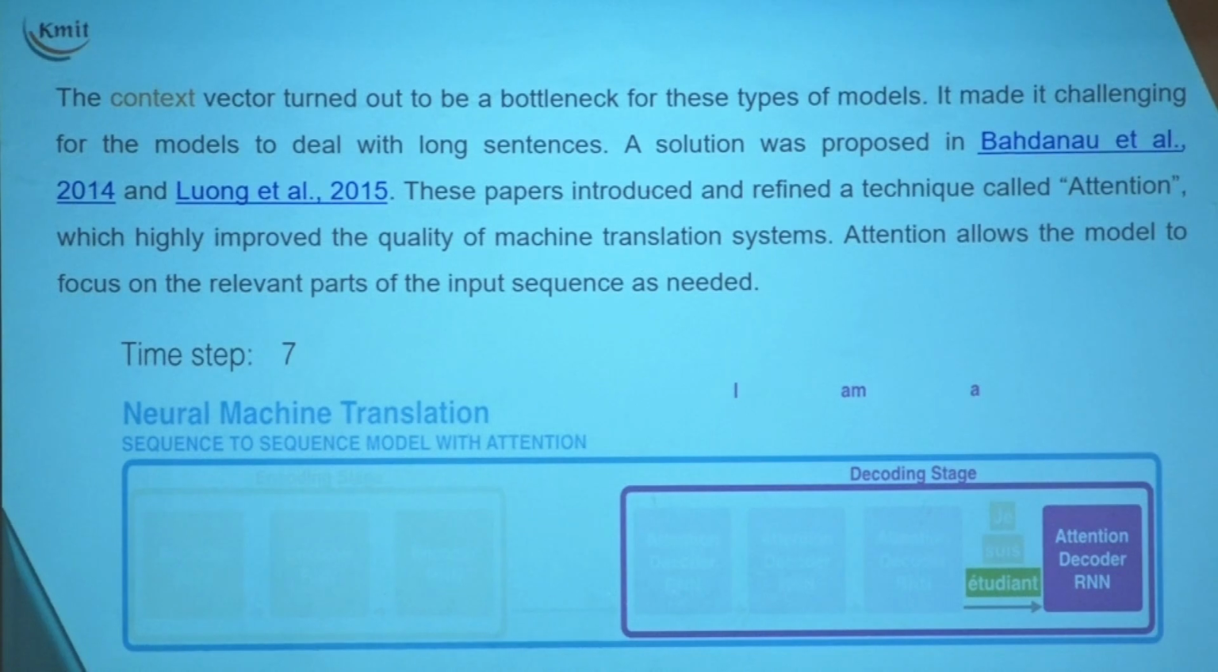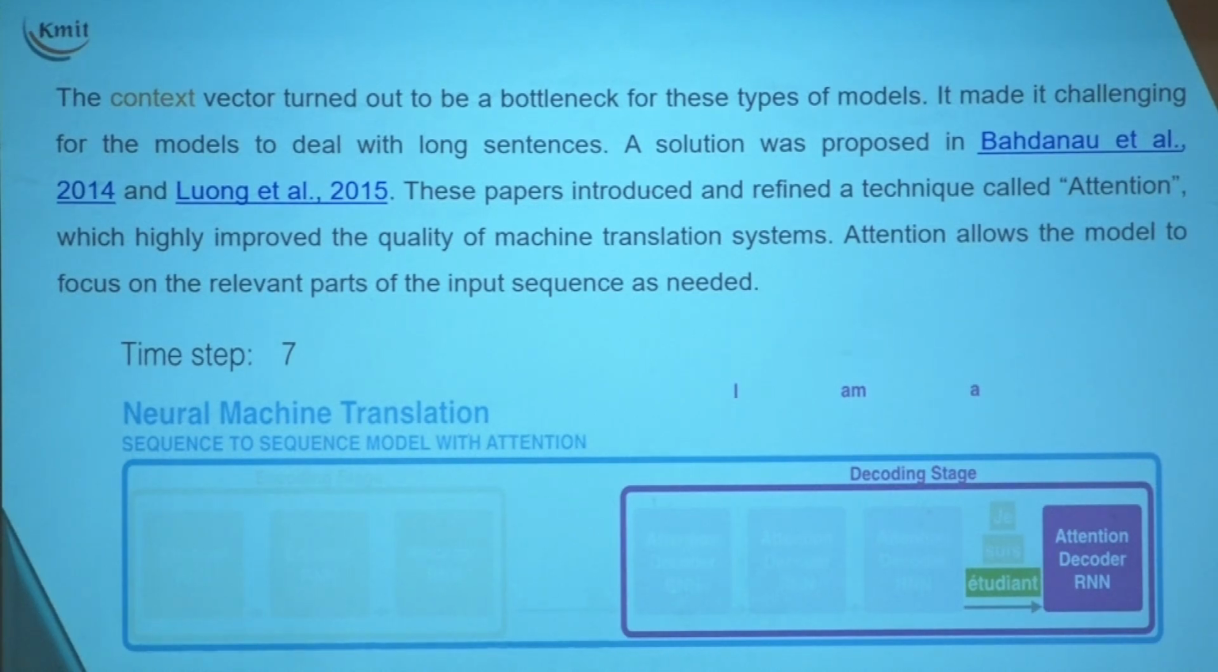Read the first point, guys. The context vector turned out to be the bottleneck. What do you mean by bottleneck? The drawback of the previous basic sequence to sequence model. So it made it more challenging for the models to deal with what? Long sentences. Hence, a solution has been proposed. You can read this paper also, the Bahdanau paper, or Luong et al. In 2014 and 15, in these papers, they have introduced a technique called what?